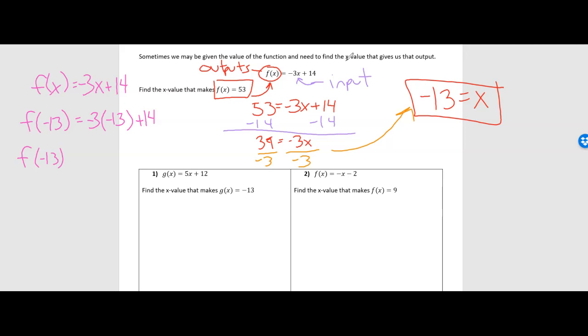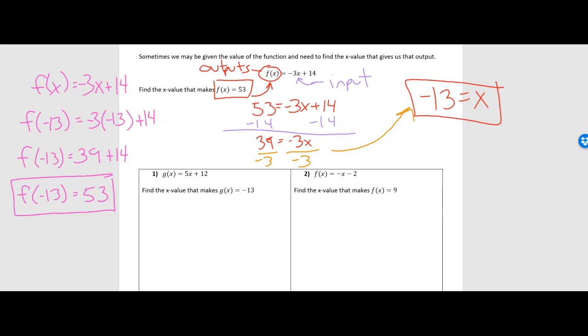f of negative 13 is equal to negative 3 times negative 13, which is going to give me positive 39, plus 14. And then f of negative 13 is equal to 53. So that checks out, right? When I substitute in negative 13 for my input, I get 53 as an output. So my process working backward was correct.